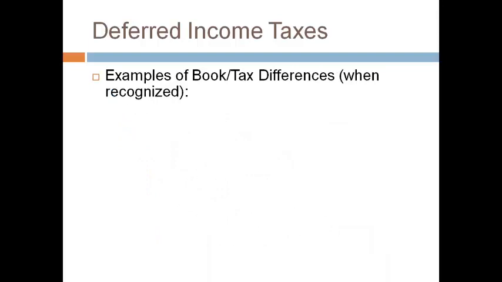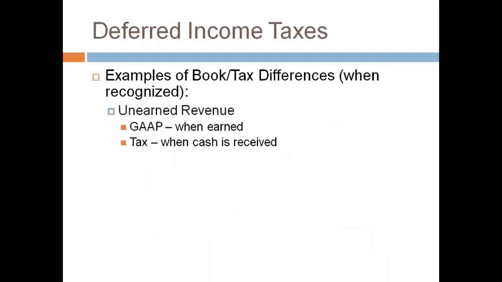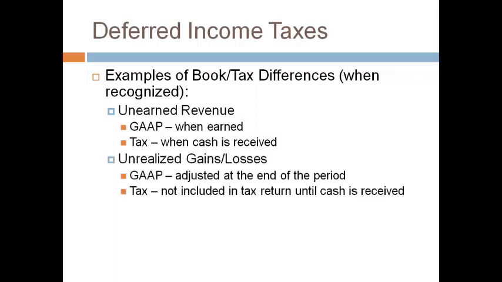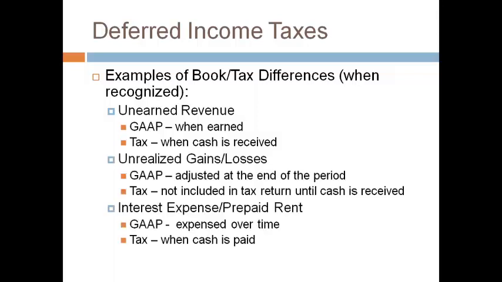Other examples of book tax differences are unearned revenue, unrealized gains and losses, and accrued expenses and prepaids. Revenue is reported on the income statement when it is earned, and taxable income generally increases when cash is collected. Unrealized gains and losses are not reported on the tax return until the investment is sold and the gain or loss is realized. Interest expense that is accrued is not deducted on the tax return until it is paid.